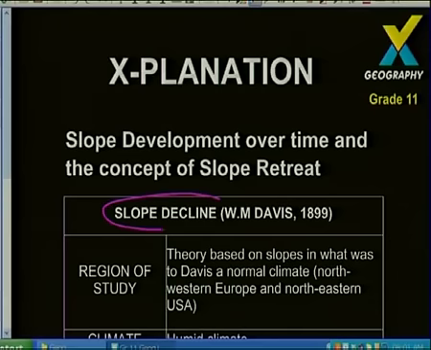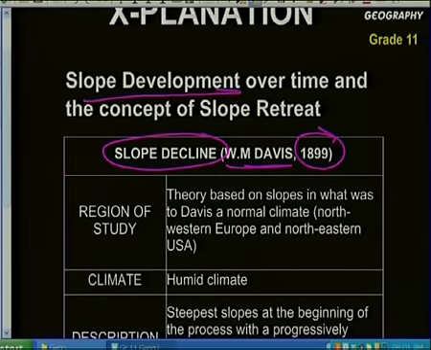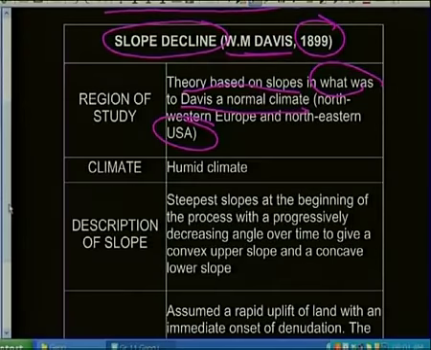The first type of theory that we're going to look at is the slope decline theory. And this was postulated by W.M. Davis in 1899. Remember, the concept of slope development over time and the concept of slope retreat. What this theory serves to postulate is the following. The theory was based on slopes in what was to Davis a normal climate. His theory was based in the USA. The type of climate in this region was a humid climate. Davis described the slope as follows.